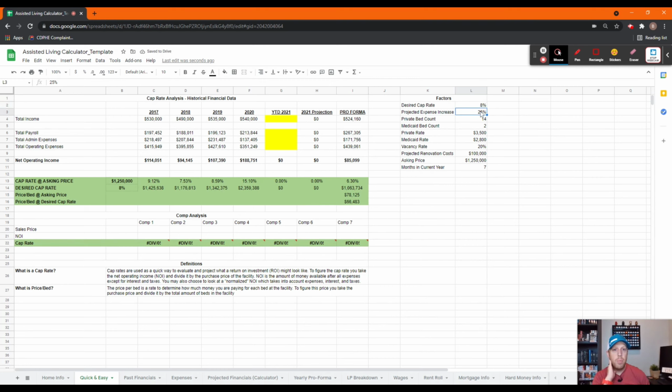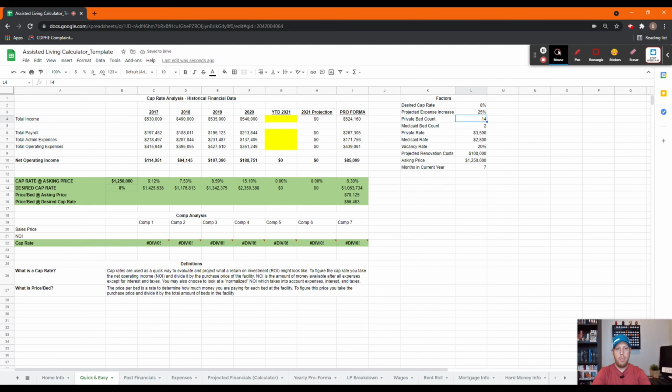Okay. These are projected expense increases. So this right here is in the pro forma section, saying, I think that expenses are going to adjust and they're going to be up to 25% higher than they were. Maybe it's 20%. And you can see when I change this, those sections right there in the pro forma are also going to adjust. Okay. So we're going to keep that at 25% for now, but you can adjust it as needed.